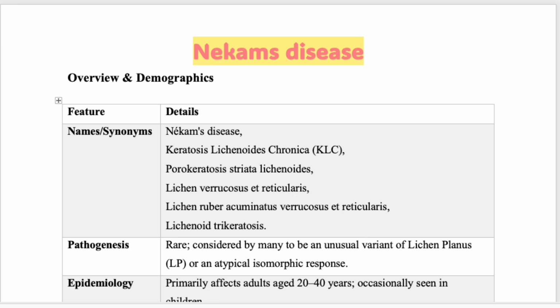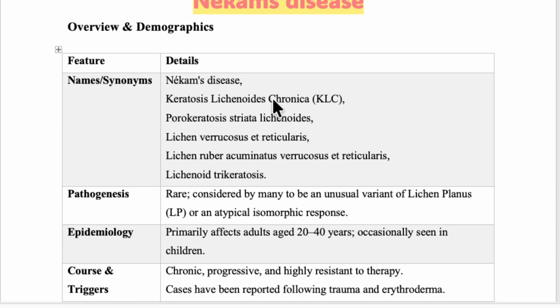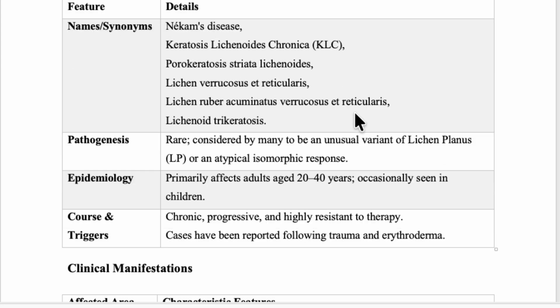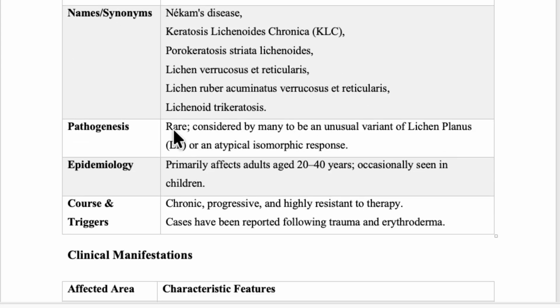Hello dear students, the topic of discussion for this video is going to be Nekam's disease, which is also called Keratosis Lichenoides Chronica, Porokeratosis striata lichenoides, Lichen verrucosus et reticularis, Lichen ruber acuminatus verrucosus et reticularis, lichenoid trikeratosis. So there are so many names, but you can remember that in the examination Nekam's disease and Keratosis Lichenoides Chronica would be asked. So, what is the pathogenesis of this condition?